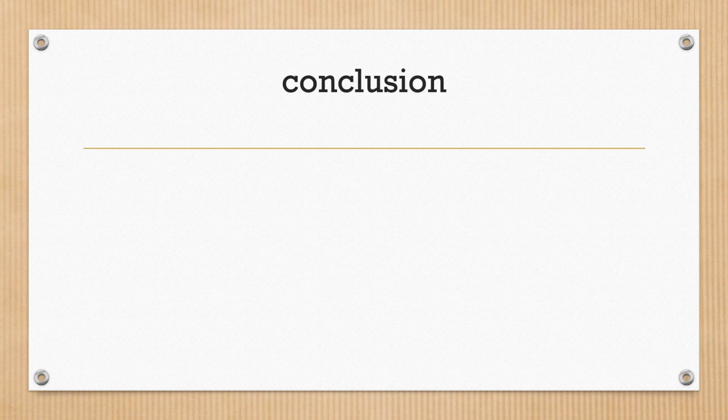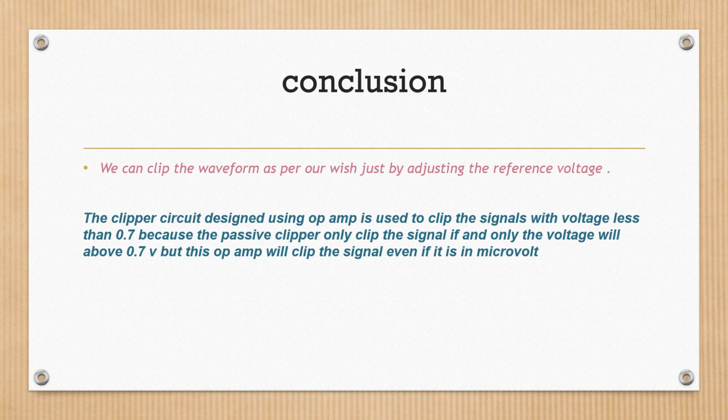In the previous slide, we saw the construction and working of the active clipper circuit. In this slide, I am going to conclude the active clipper circuit. Active clipper circuit is used to clip either the positive half cycle or the negative half cycle. But the major difference between the active clipper circuit and the passive clipper circuit is that the passive clipper circuit only clips if the input waveform is above 0.7 volt in case of silicon and 0.3 volt in case of germanium. But the active clipper circuit will clip the input waveform even if it is 60 microvolt. This is the major difference between the active clipper circuit and the passive clipper circuit.